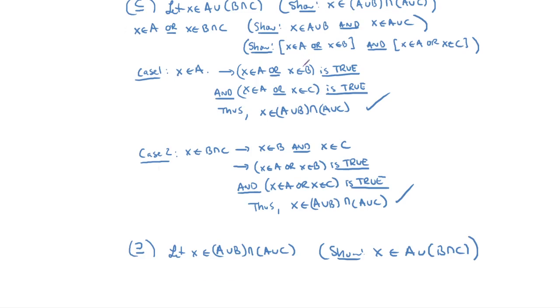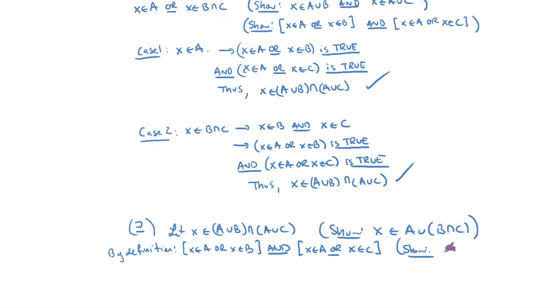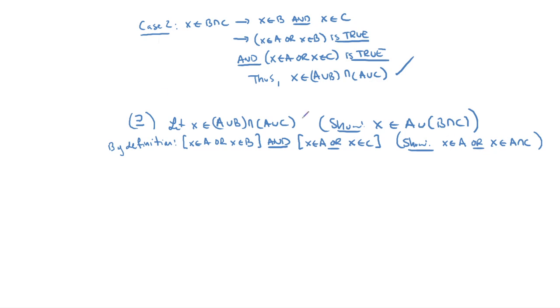So let's just do exactly that. You can really just write by definition, and you can write this exactly. Okay, and then you want to show this. So x is an element of A, or x is an element of the intersection. Okay, so just kind of translating again by definitions.